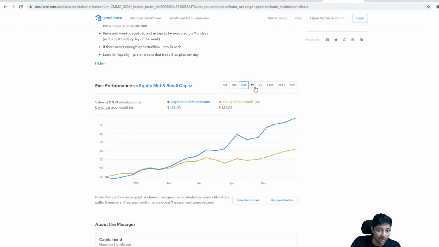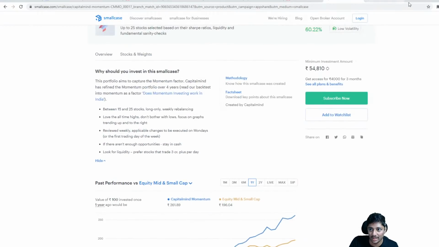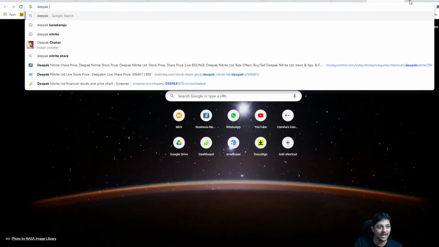Now, I will show you more stuff. Don't worry. If I go to 1 year, in 1 year, it has given me 261% returns. So, if I had invested 1 lakh, it would be 2,61,000 right now, is what it says. When I started doing my research, obviously you know me, I do my entire Janam Kundli kind of research. So I also went and looked at this.